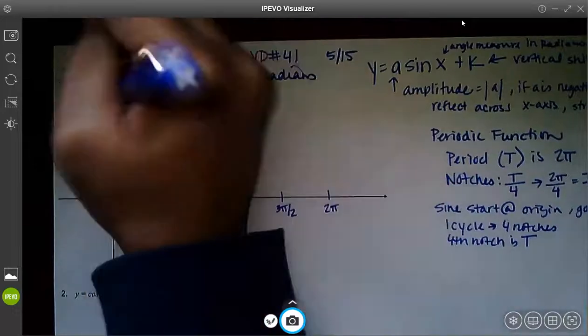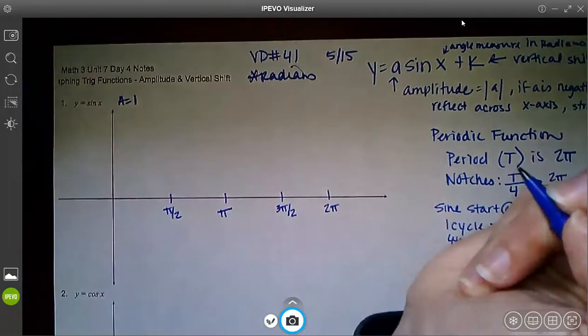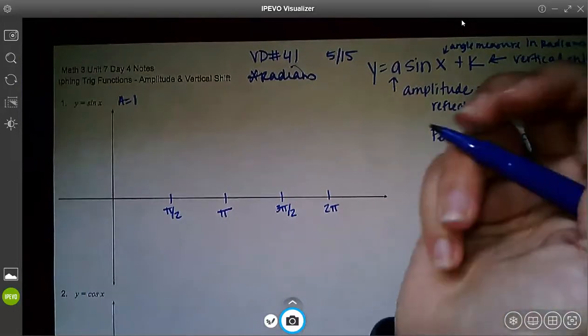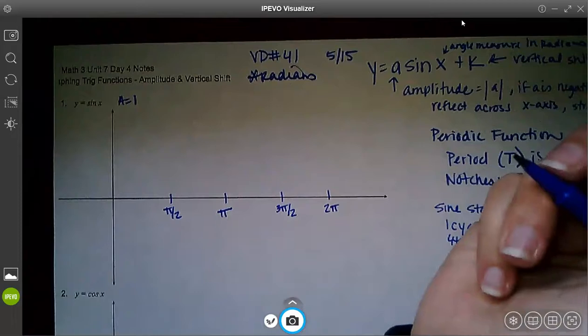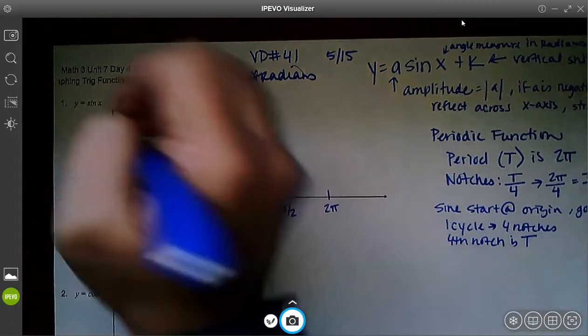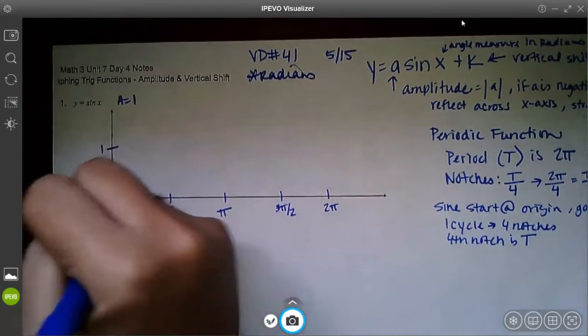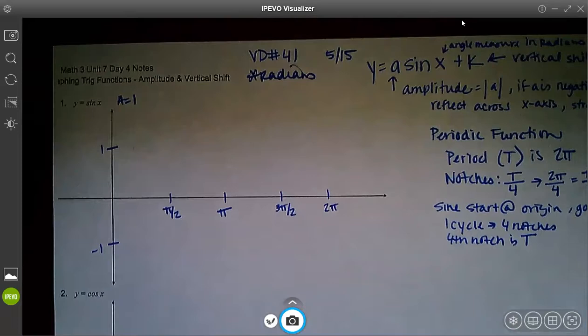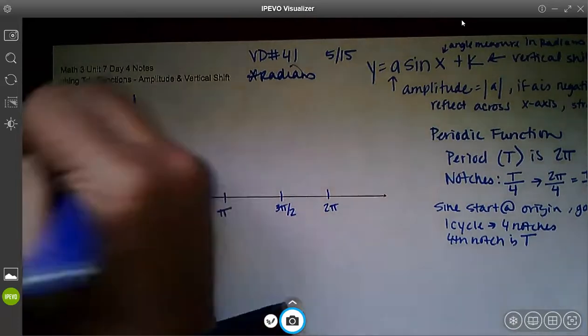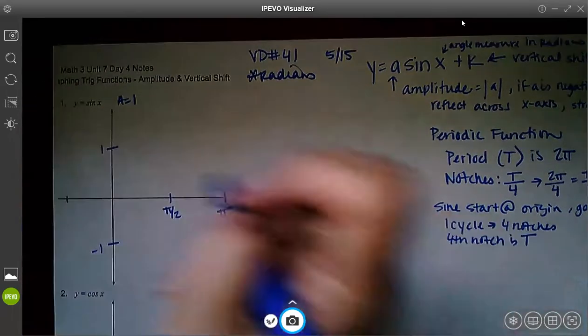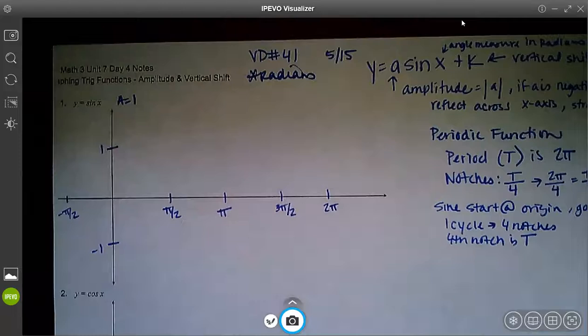For this one, our a value is 1, k value is 0. This is just the parent function. Our amplitude is 1. That's going to be its distance from the center. We're going up 1, and we're going down 1. I'm going to graph 1 notch to the left here. That's negative pi over 2.